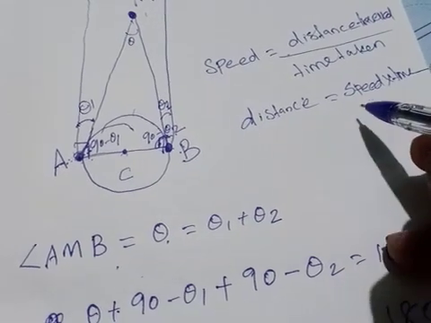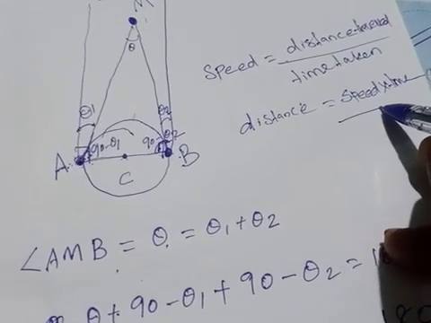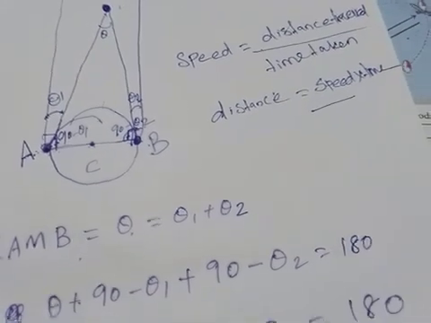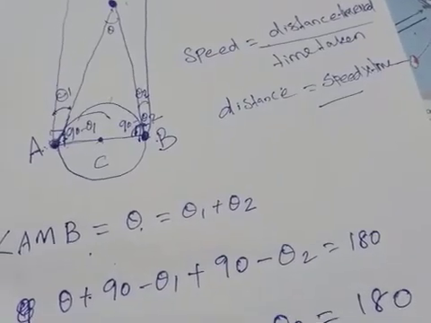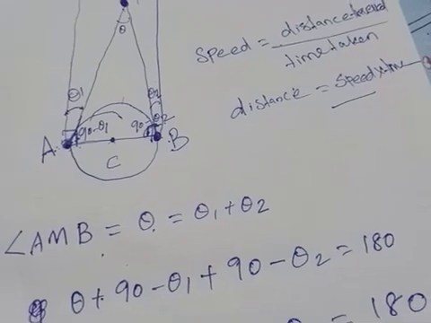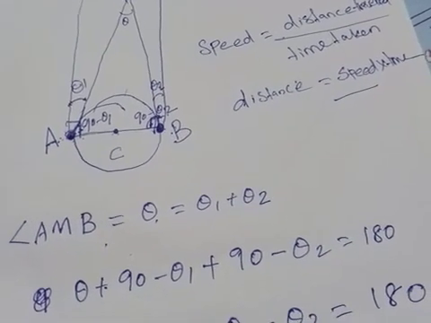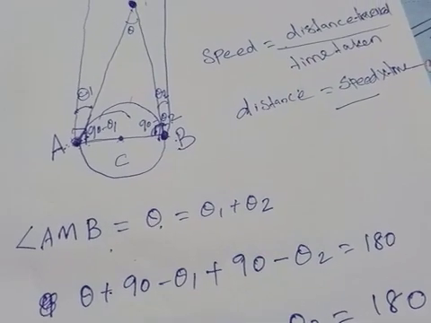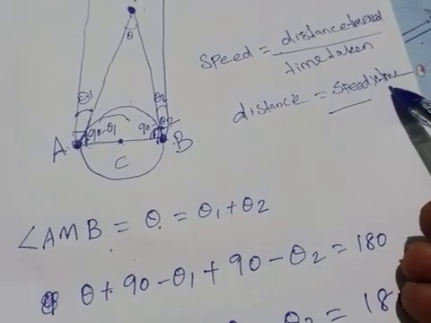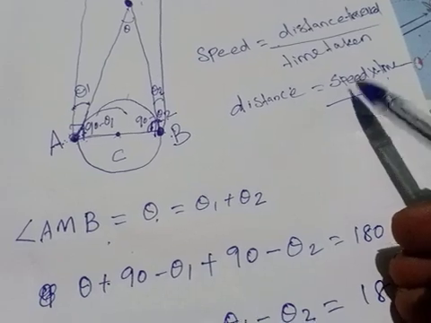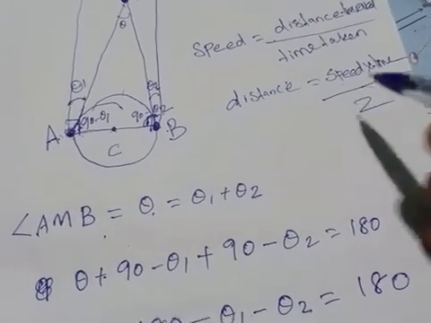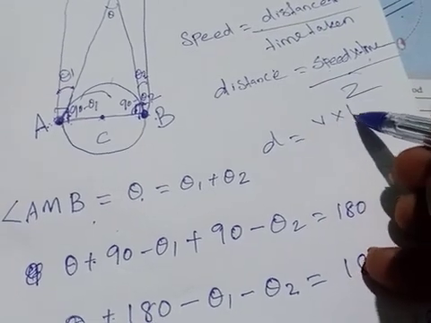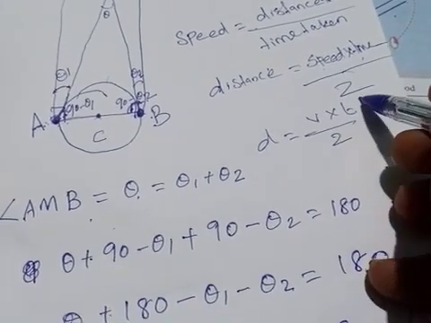So by using this formula, they know the speed of these radio waves. Radio waves means electromagnetic waves, so they move with the same speed as light, 3 into 10 to the power 8 meter per second. So that easily they can find. If they are calculating the time value, they can substitute in this formula and divide by 2. D is equal to speed V into T by 2.